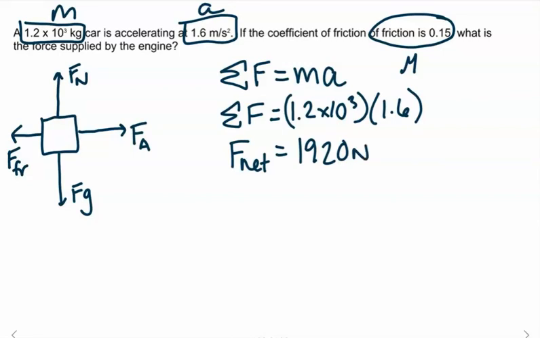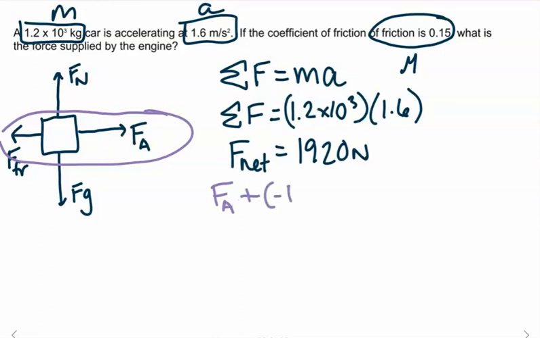So we know that our net force is going to be a combination of all of our forces horizontally. Net force is actually going to be rewritten as our applied force, or the force supplied by the engine, plus a negative force of friction. And that's going to be equal to our 1,920 newtons. So we're solving for our applied force, so we need to figure out a way to find our friction force.